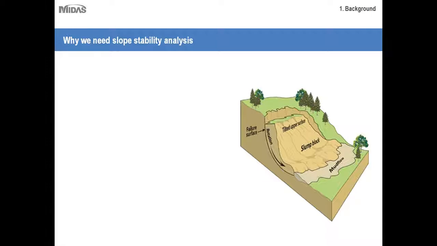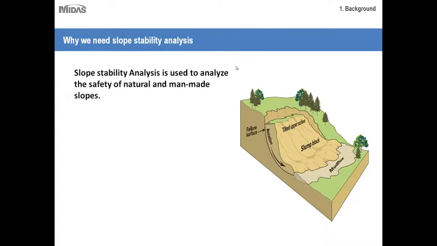Okay, so why do we need slope stability analysis? Slope stability analysis is used to analyze the safety of natural and man-made slopes. Here are the main design objectives. First we want to find endangered areas. Whenever you have any slope, there is potential that it could fail. Typically what you'd want to do, if you refer to the right here, is find the failure surface, the projected surface upon which the slope will fail if it were to do so.